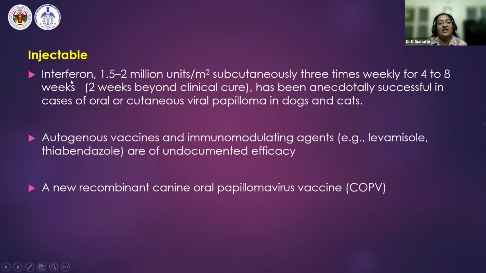Injectables are available; interferons are available as injectables. You can go with autogenous vaccine, and immunomodulating agents like levamisole and thiabendazole can be used. But the efficacy depends upon the individuals who have used it. But the autologous vaccine, which had been used in a few cases, had shown a little bit of anaphylactic changes in small animals, so we have not used the autogenous vaccine. A new recombinant canine oral papillomavirus vaccine is also available, but in general practice, we don't have it for routine use.